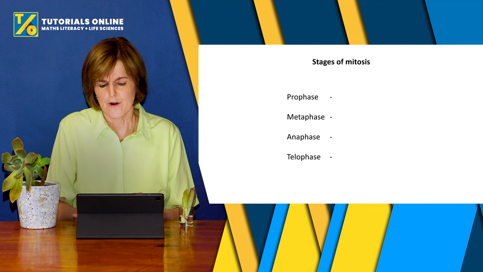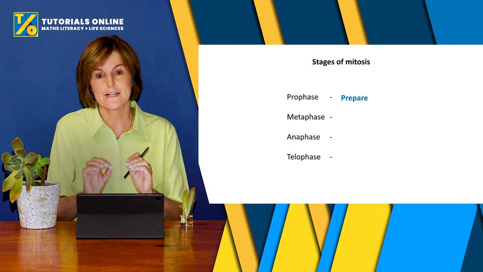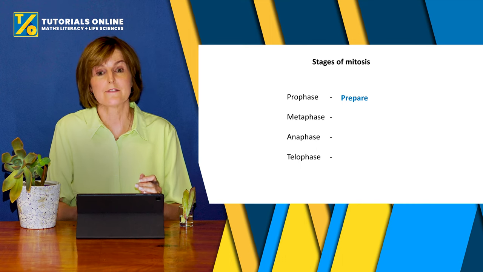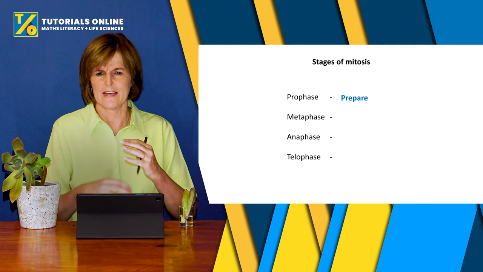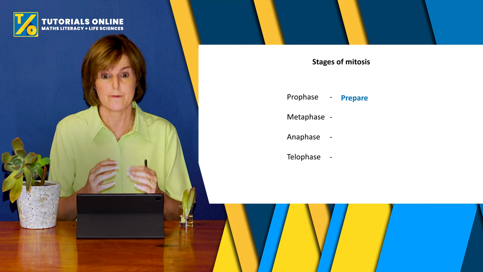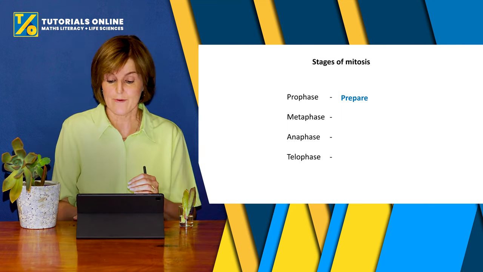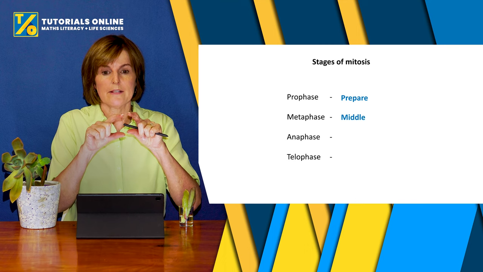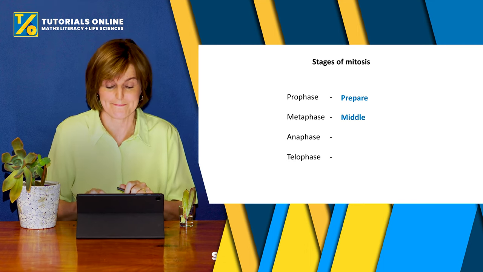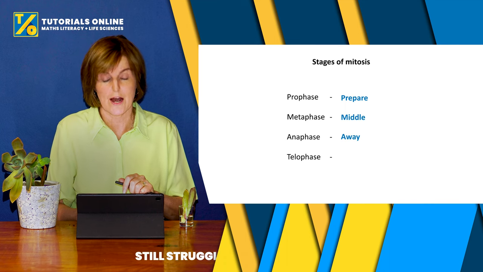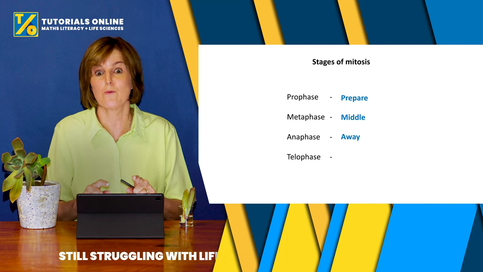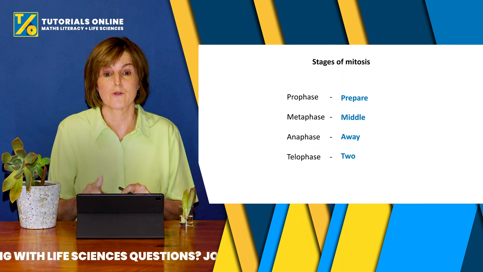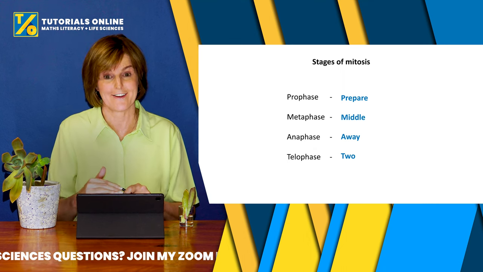First of all, prophase. Prophase involves preparing, and you'll see the first letter of each word in blue matches the first letter of each phase. So the P is for prepare. That is where the cell gets ready. It's like a few little things have to happen and get into place before we can carry on with the rest of mitosis. Then we have metaphase, and metaphase means you can think of middle. The chromosomes line up on the equator. And then you have anaphase, which I say A for away. And you'll see why I say A for away when we get there. And then telophase, it stands for two, because one cell becomes two by the end of mitosis.